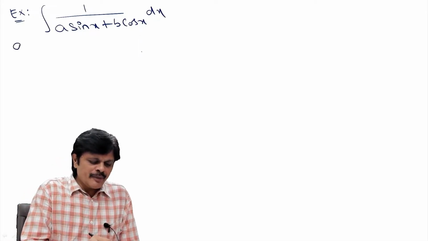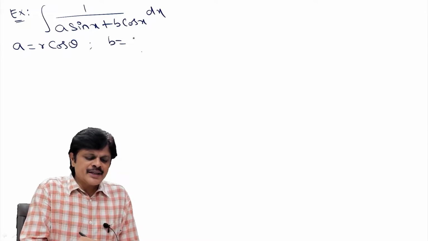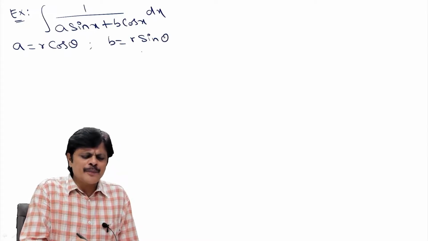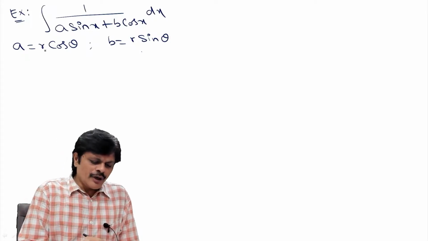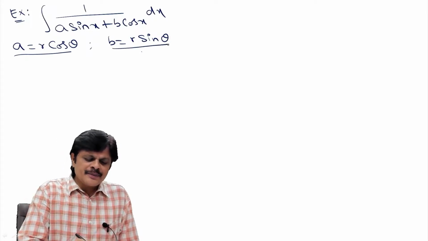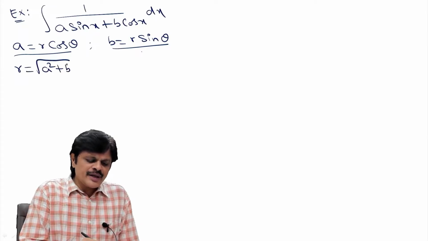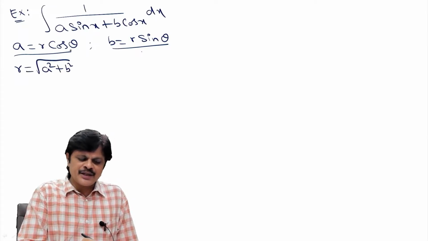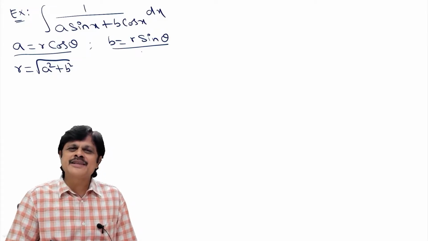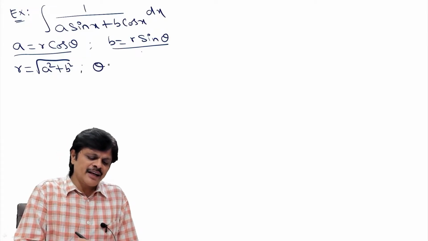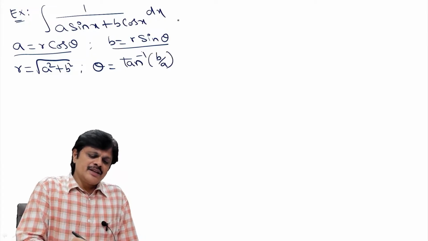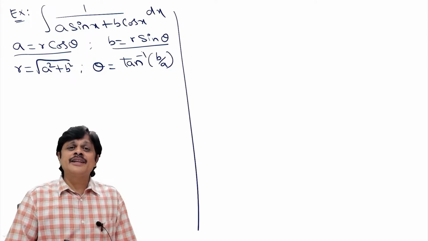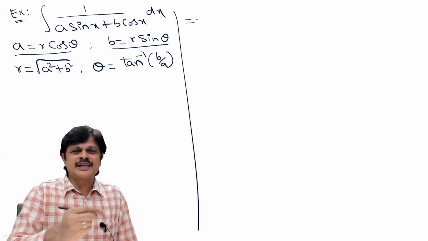Please see here. We make a substitution: a is equal to r cos theta and b is equal to r sin theta. It's actually the polar coordinate idea, we call it. So what happens when you make this substitution? The value of r would be under root a square plus b square, because when you square both sides, cos square theta plus sin square theta is 1, and the theta value will be tan inverse b by a. This helps you solve this problem much faster, and you can also remember it as a formula.